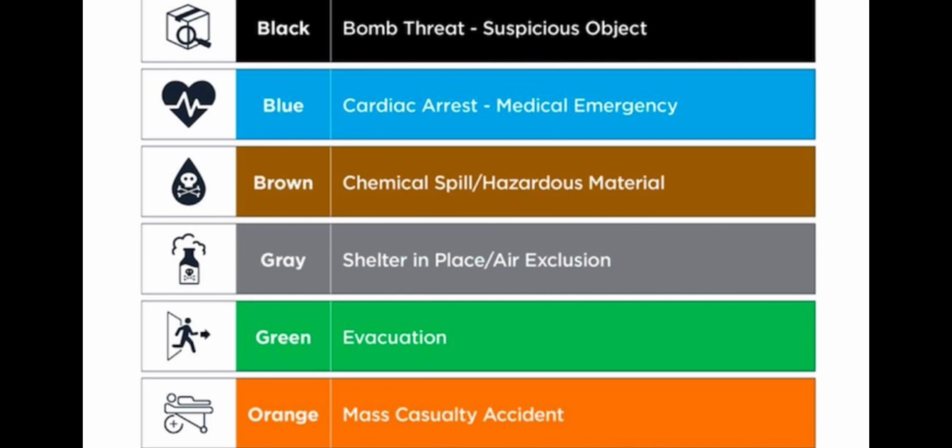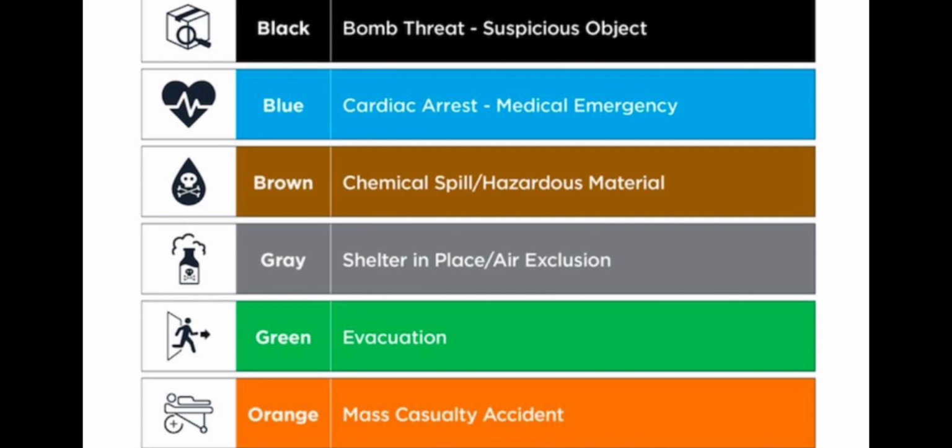You can remember two things: the sign for the hospital, so that when you are at a hospital you know which sign is used for which purpose, and for MCQs and for your learning, you should know each and everything. If it is a chemical spill, you should know that this one is brown. Cardiac arrest and cardiac emergency is blue. Bomb blast or bomb threat, suspicious object is black.